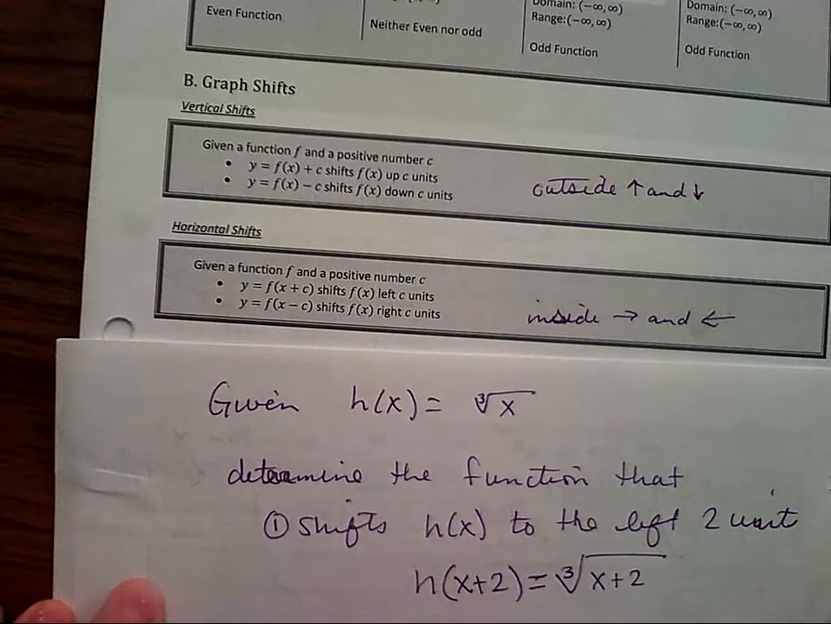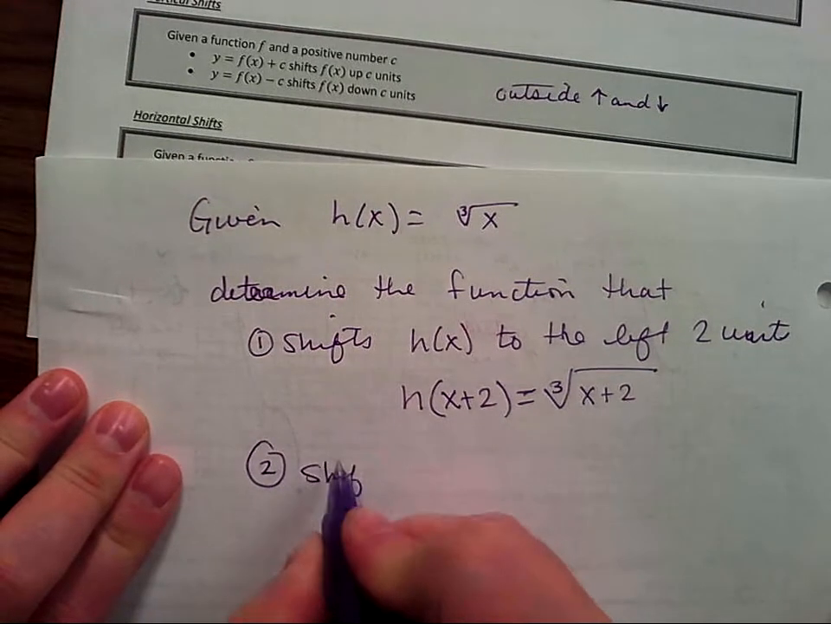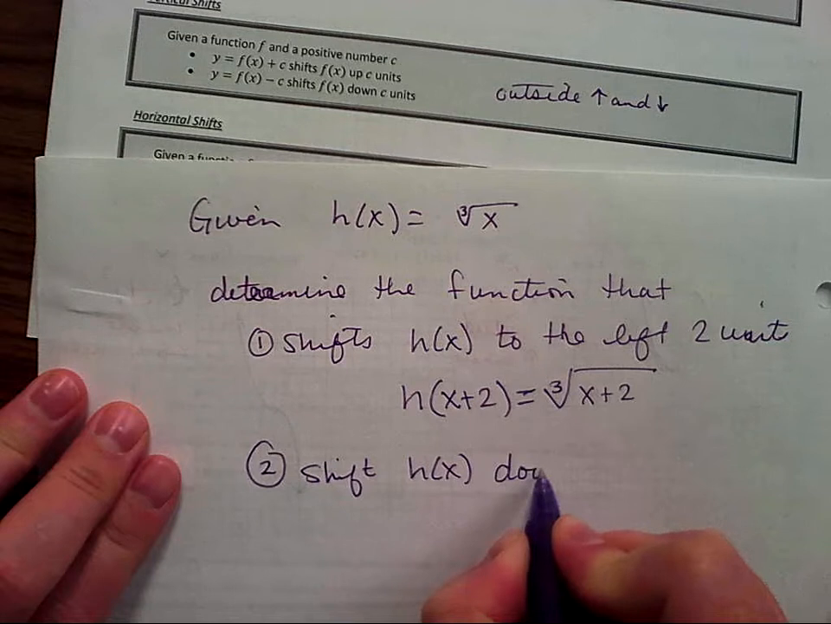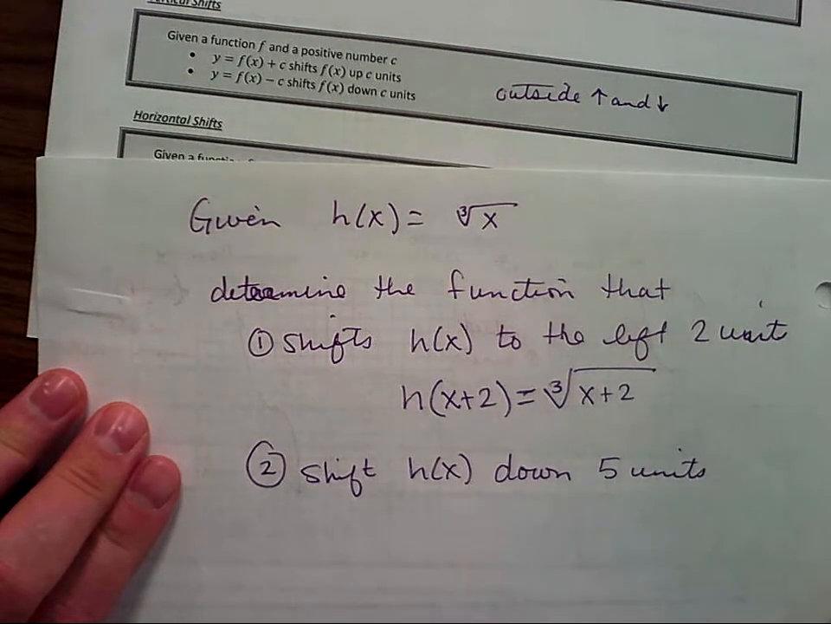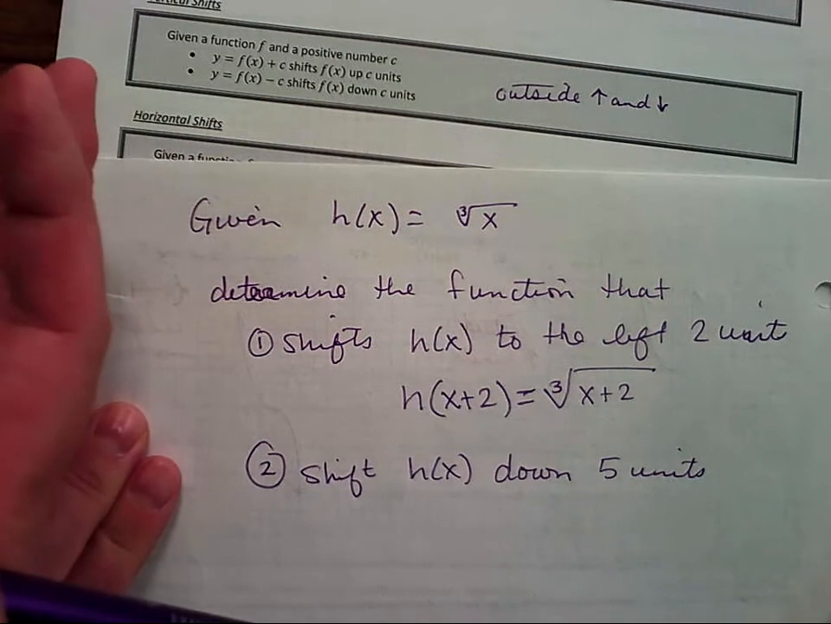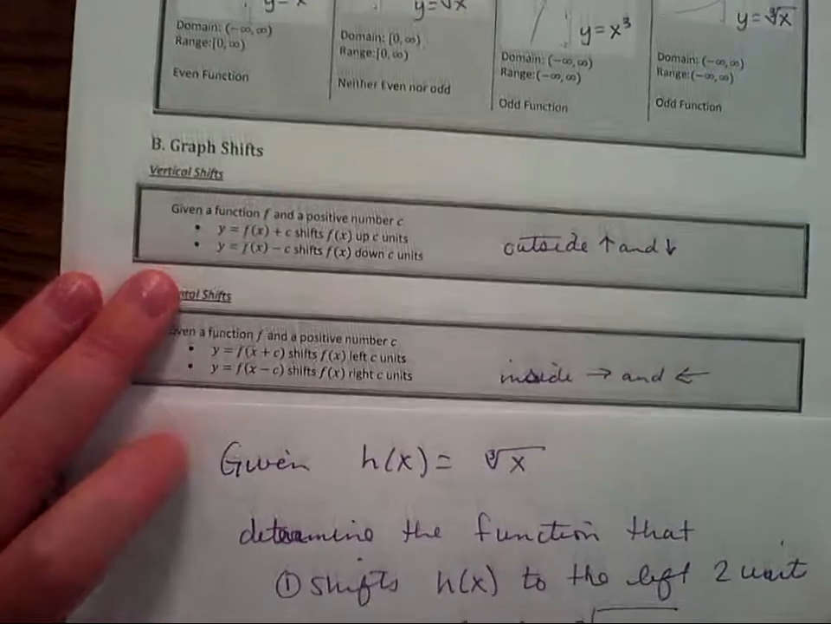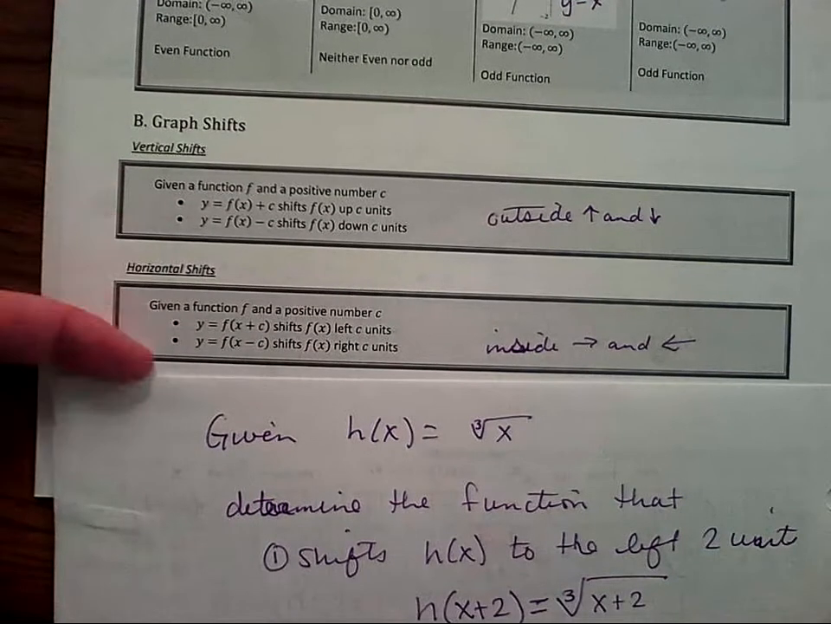Okay, if I wanted to shift h of x down 5 units, then what do I do? So I have my regular h of x, which is one of those functions from part A, and I want to shift it down 5 units. So which one am I doing? Which one shifts down?